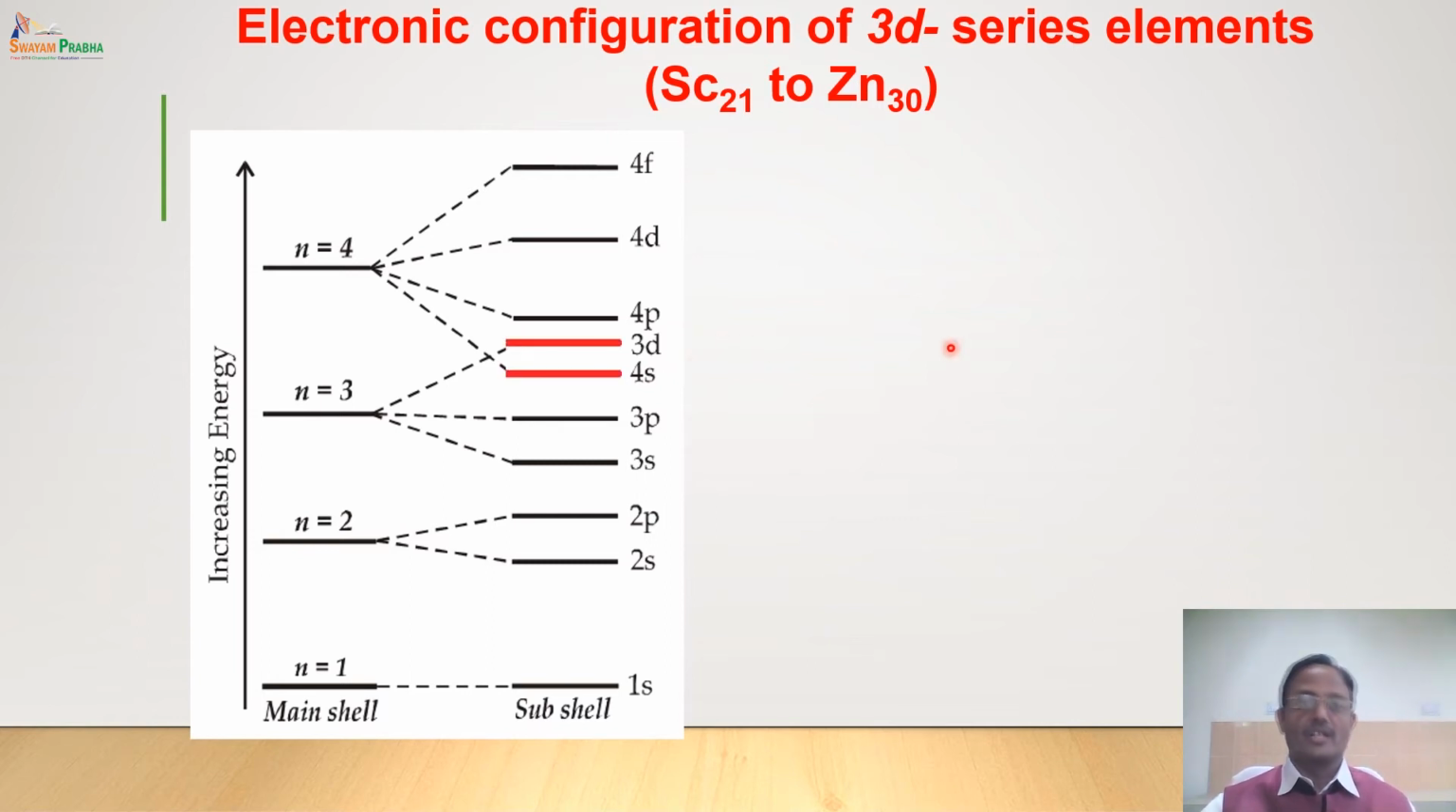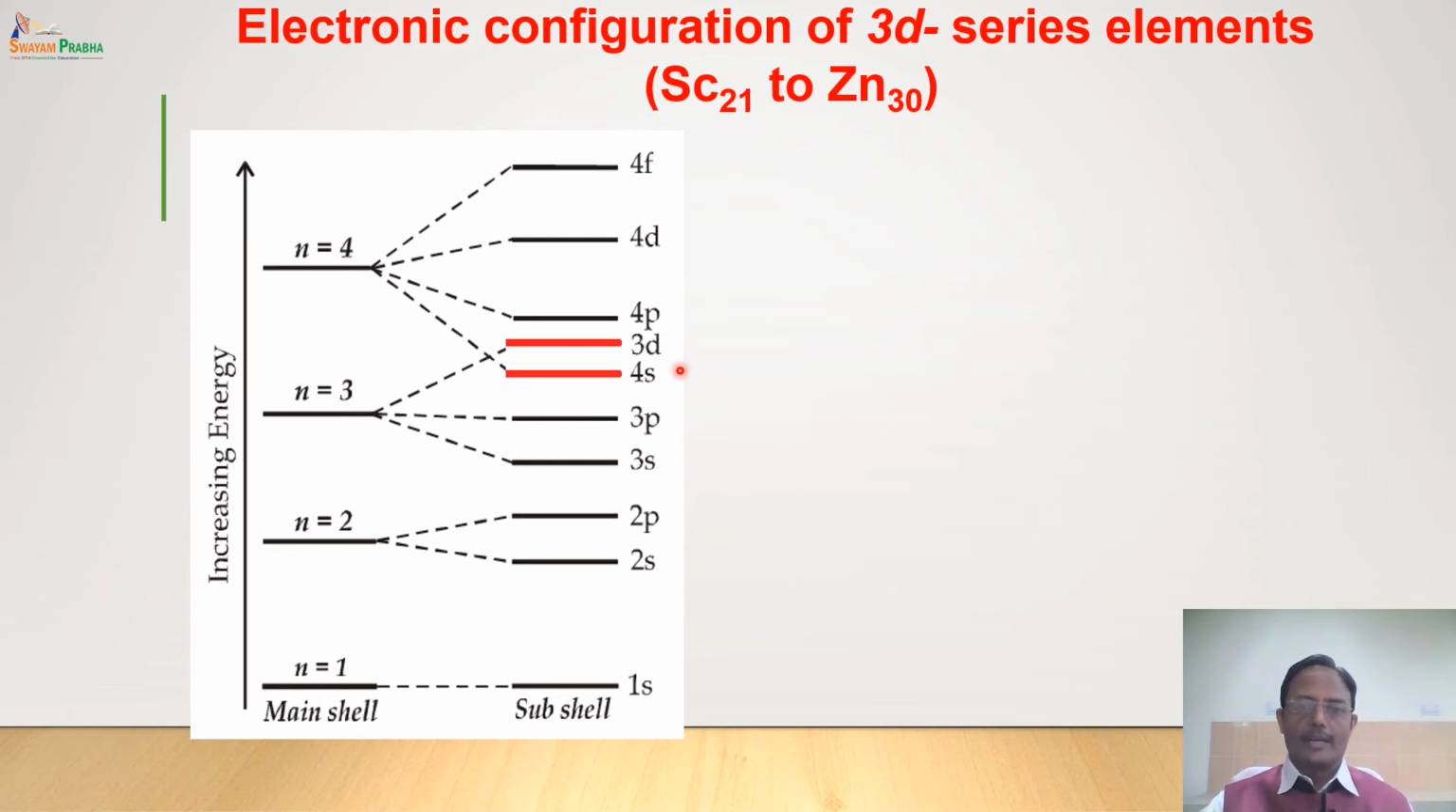There is an interesting observation. You will find that the energy of 4s is less than the energy of 3d. This is based on a rule called the n plus l rule. What does this n plus l rule say? It says that the subshell having lower n plus l value will have lower energy.